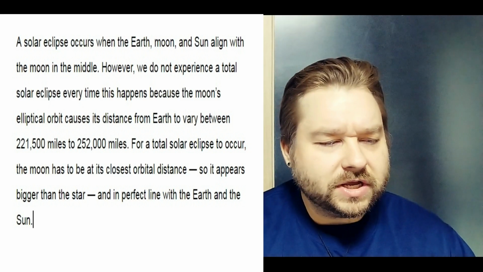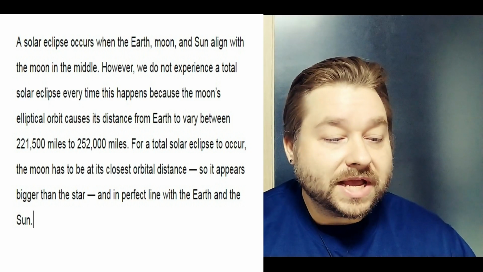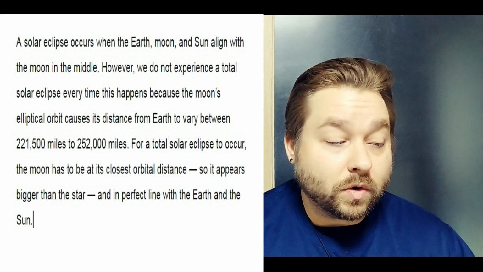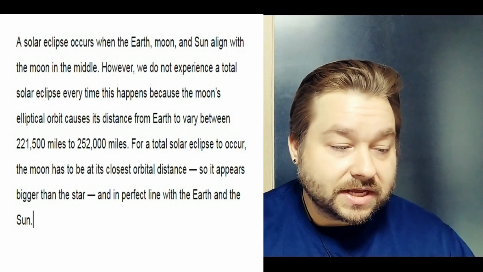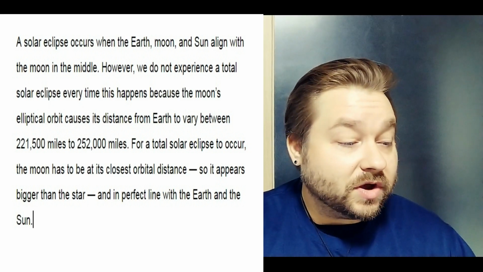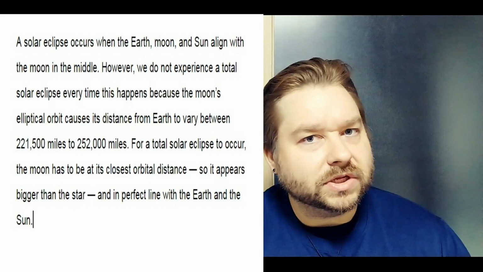For a total solar eclipse to occur, the moon has to be at its closest orbital distance, so it appears bigger than the stars, and in perfect line with the Earth and the Sun. That was a really easy one.